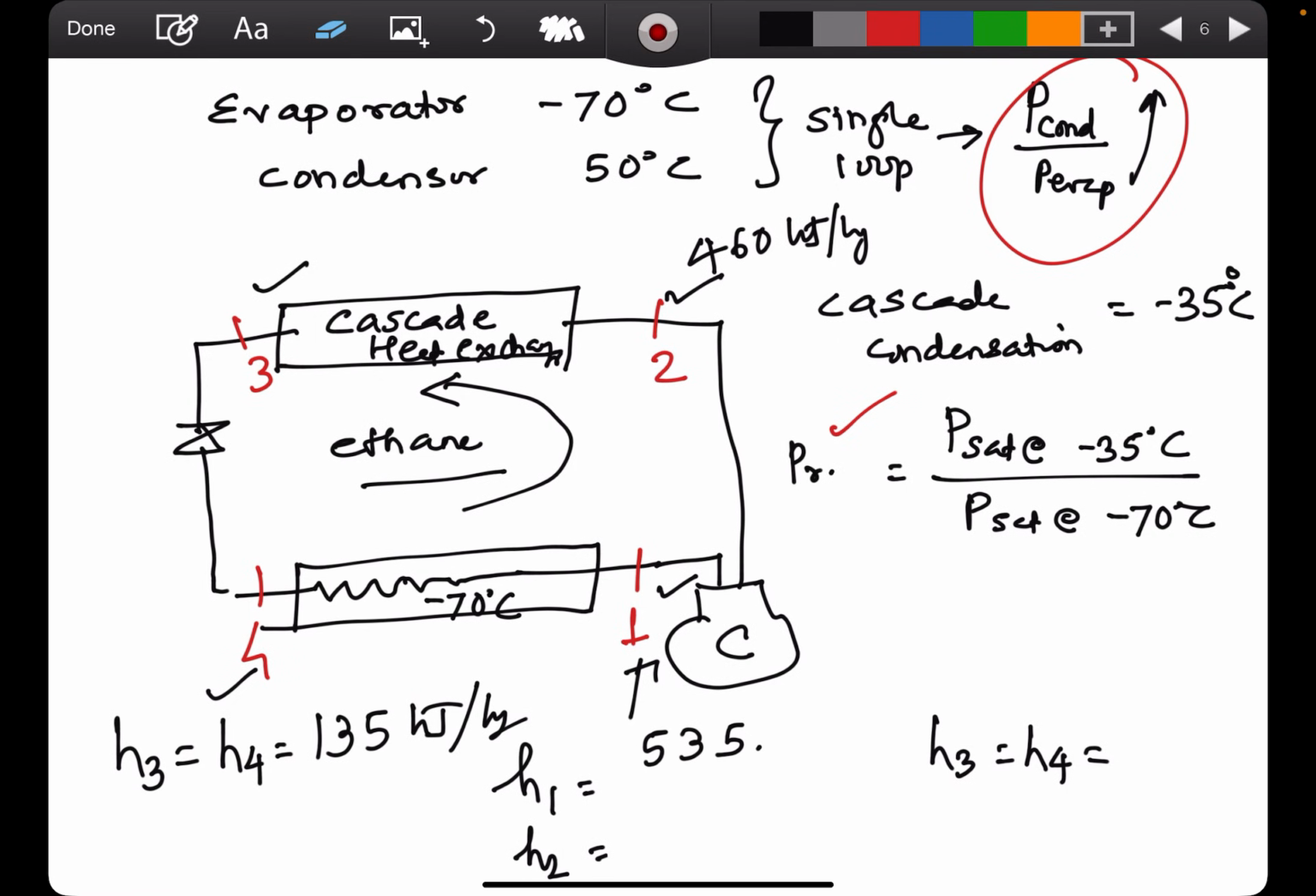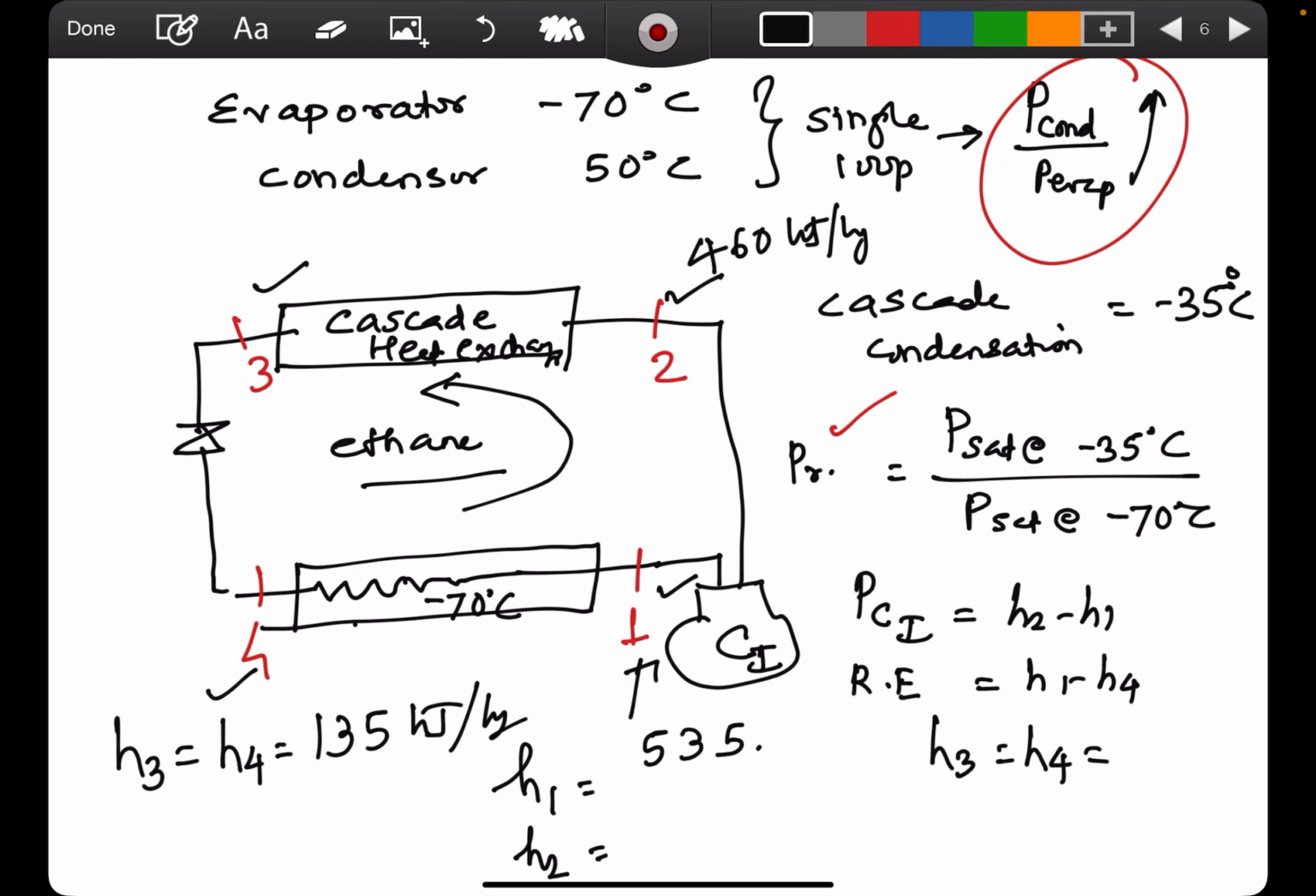Once you get these values, you can then easily find out the compressor work of this compressor, which is H2 minus H1. Similarly, you can find the refrigerating effect, which is H1 minus H4, the specific refrigerating effect.